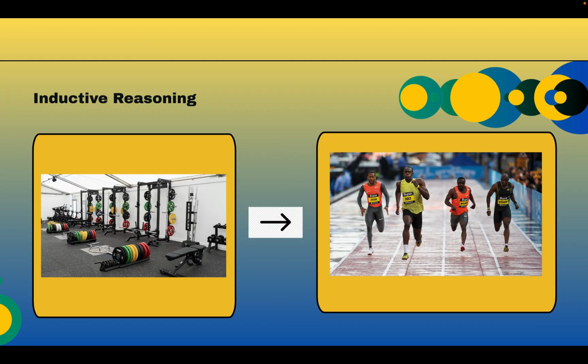Now, let's talk about inductive reasoning. This is the opposite of deductive reasoning. It starts with specific observations and forms a general conclusion. For example, athletes who follow a strength and conditioning program improve their sprint speed. Therefore, strength and conditioning programs enhance sprint performance for most athletes.